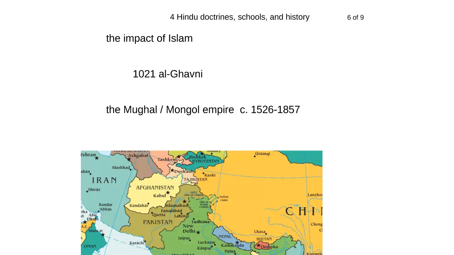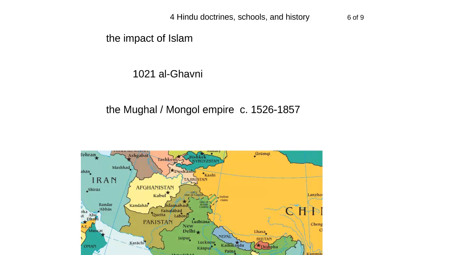In this last segment, we're going to look at some major events and people in the history of Hinduism. The first big event we'll look at is the impact of Islam on the Hindu tradition. This really began in earnest around 1021 when the Muslim Al-Ghazni conquered part of northwestern India. Starting around that time, there was fairly widespread Muslim rule within the Indian subcontinent.